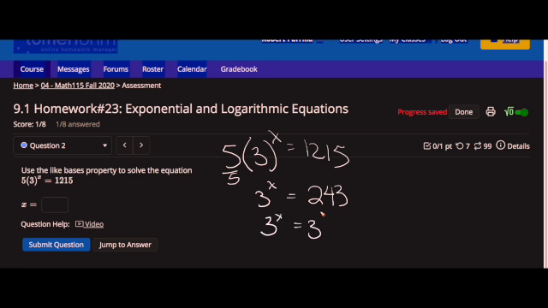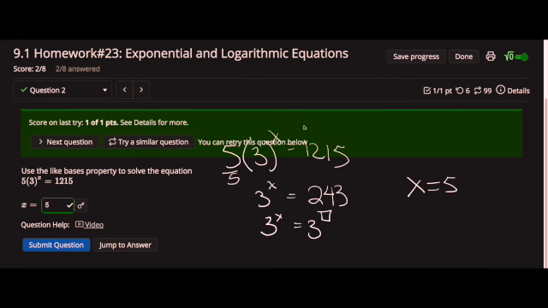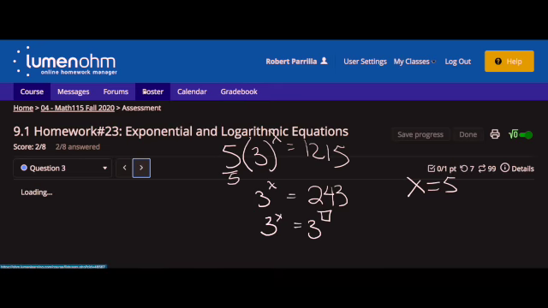3 to the x ends up being 3 to the power of, I think it's going to be 5. 3 times 3 times 3 times 3 times 3 is 243. So you're going to write x equals 5. And again, easy. So you just click it. You're done. You move on to the next one. And the next one, let's see what that one looks like.